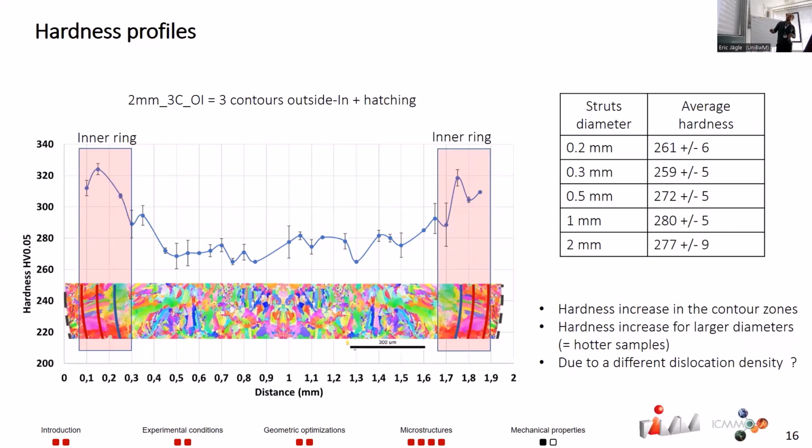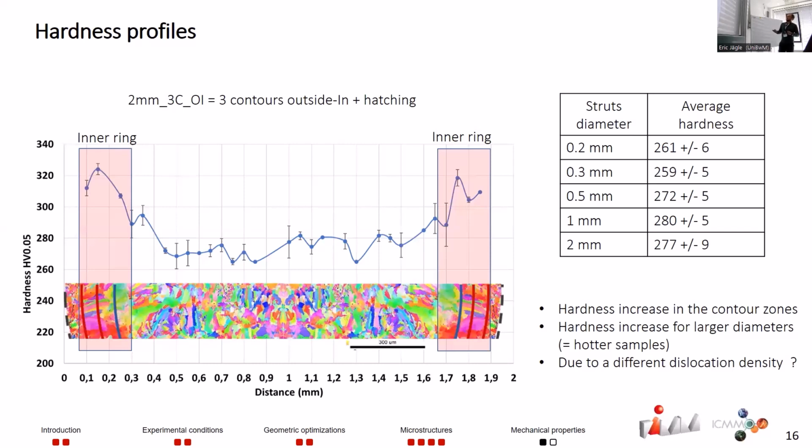But what is interesting is that the hardness is higher in the zone that we just saw before, the inner ring, which is a bit odd because you have bigger grains here. So we're trying to understand that, and maybe there's more dislocation on the site, but it's still an ongoing study. You can also see that the average hardness for the struts increases with the diameter.